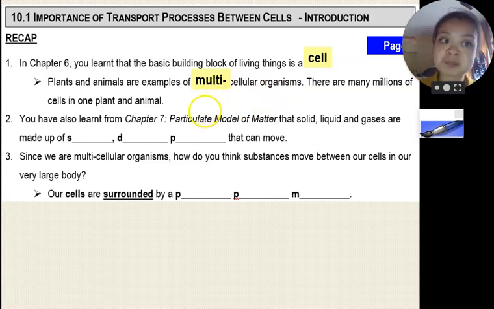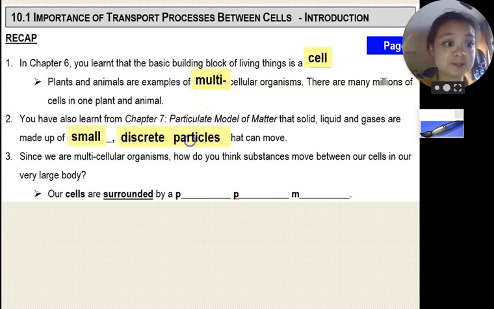You also learned in chapter 7 during your FHBL that matter is made up of 3 states: solid, liquid, and gas. And solid, liquid, and gas are actually made up of small, discrete particles. The interesting thing about small, discrete particles is that these particles have the ability to move. Solid particles, although they are held together by strong attractive forces, can still move. The only difference is that they do not move freely, but vibrate about their fixed positions. Whereas your liquid particles are able to slide past one another, and your gas particles are basically moving in all directions randomly at high speed.